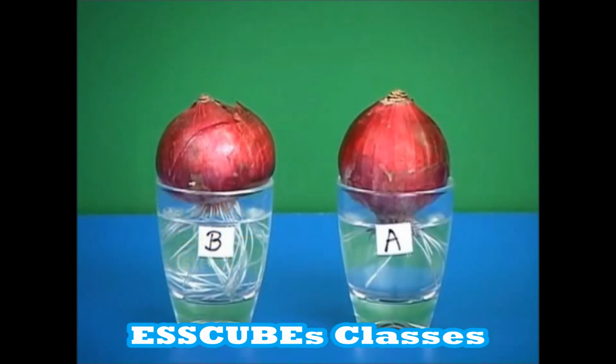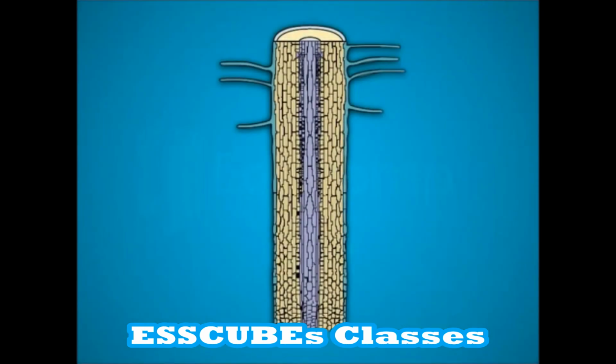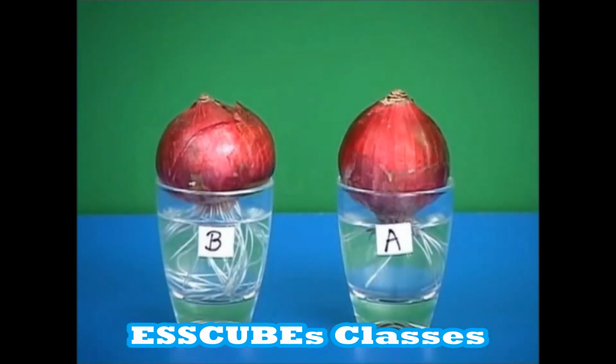of roots. While in the case of tumbler A, the root tip was cut, which resulted in the absence of the region of growth. Since meristematic tissue was absent, no cell division took place and hence the growth of roots stopped. From the above activity, it can be concluded that root tip of the onion has specific type of tissue called meristematic tissue, which causes the growth of a plant.